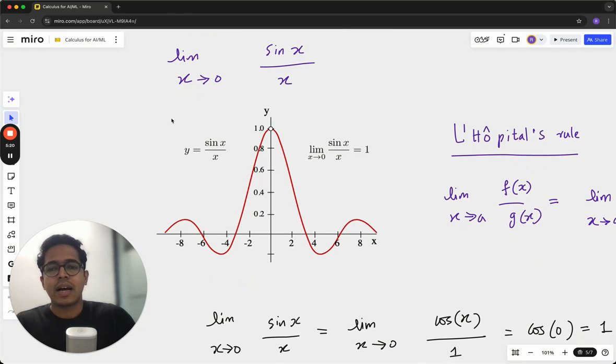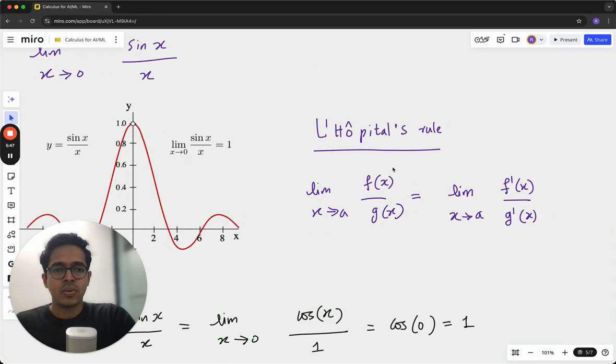So this is the graph of y equal to sin x by x. And you can see graphically that as x tends to 0, the value of y, which is sin x by x, tends to 1. So this function has this kind of a form where, as x is tending to smaller and smaller values towards 0, the value of the function sin x by x is still a finite, well-defined value. And there is also a rule called L'Hopital's rule.